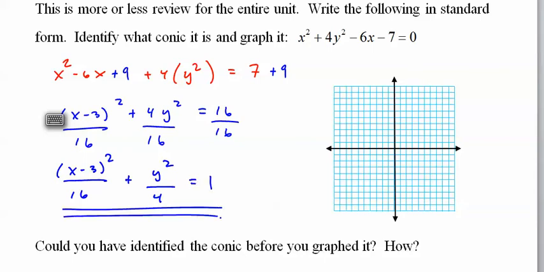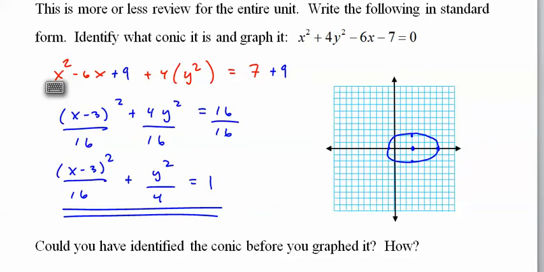So it's an ellipse. How do I know? Well, it's got a plus and has two different numbers on the bottom. So I go to 3, 0. I go left 4, right 4, up 2, down 2. Drawing the ellipse as best I can, which is not that good.